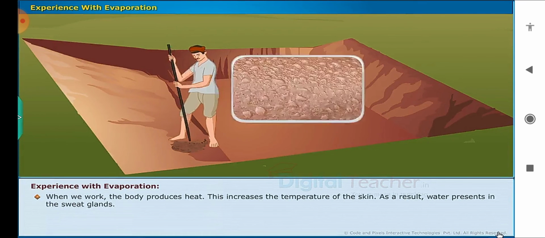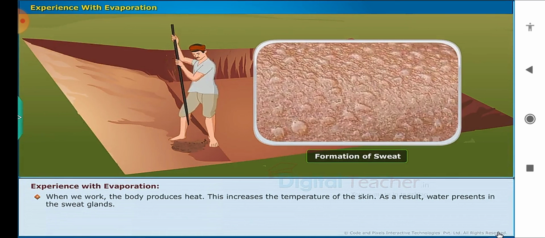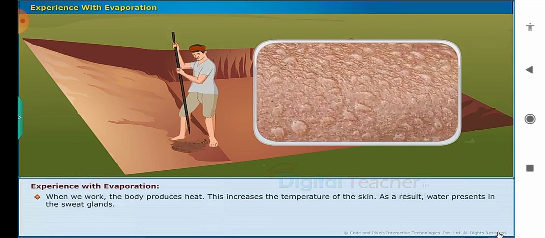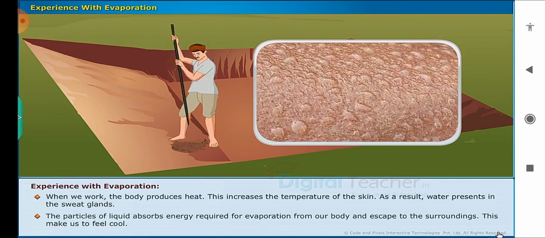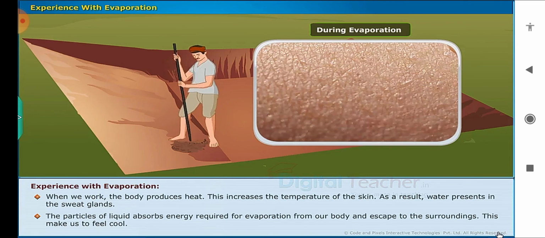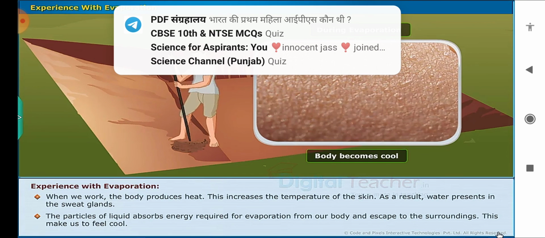When we work, the body produces heat. This increases the temperature of the skin. As a result, water present in the sweat glands evaporates. The particles of liquid absorb the energy required for evaporation from our body and escape to the surroundings. This makes us feel cool.